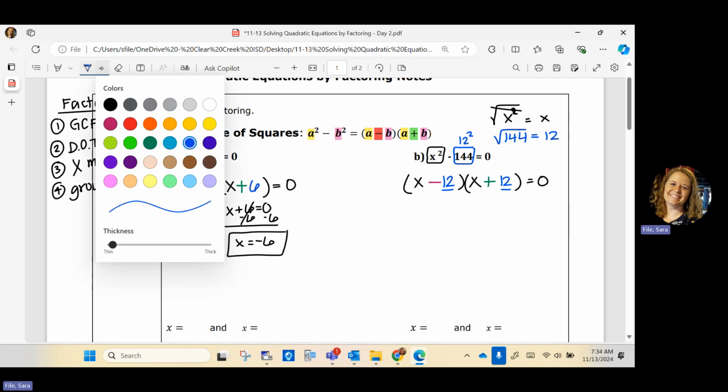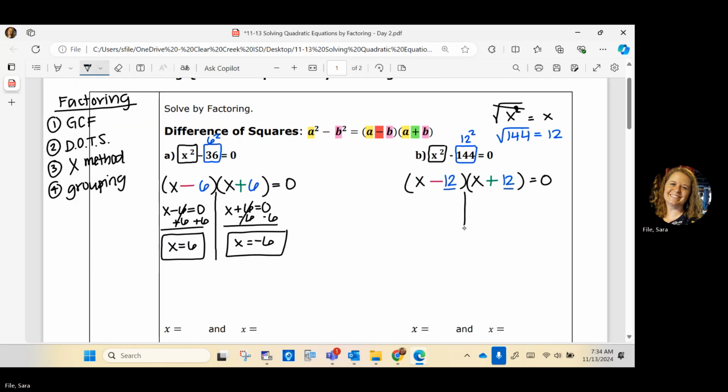Okay, now I would split and solve. So x minus 12 equals 0, x plus 12 equals 0. So I have my solution of positive 12 and negative 12. Because I would have to add this 12 over. If you need to show that step, you can. I would have to subtract that 12 over. That's how they end up being the opposite sign.